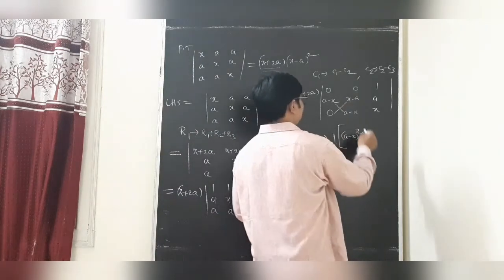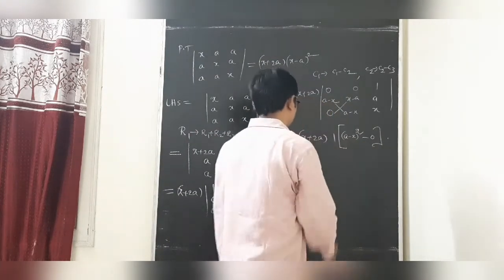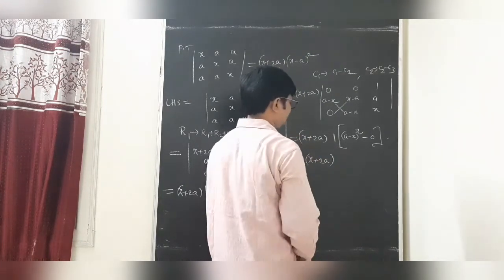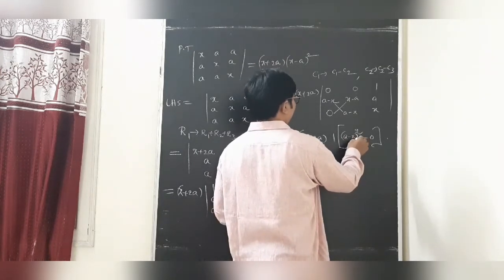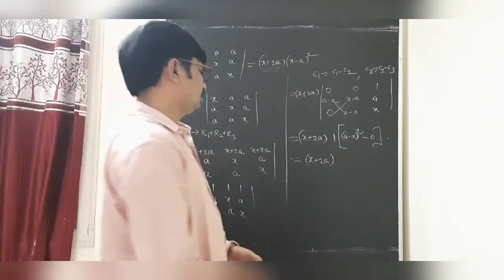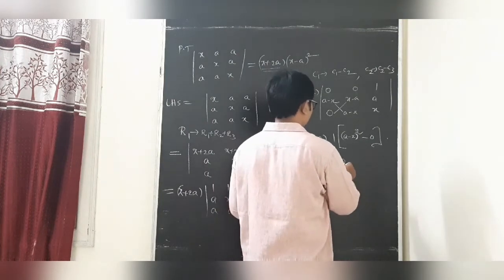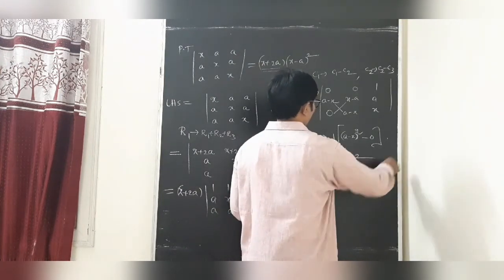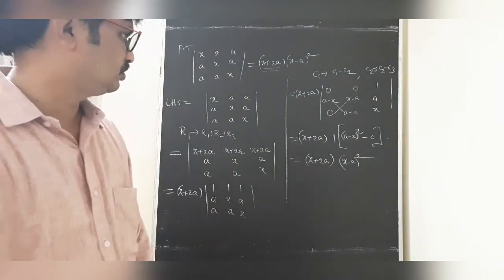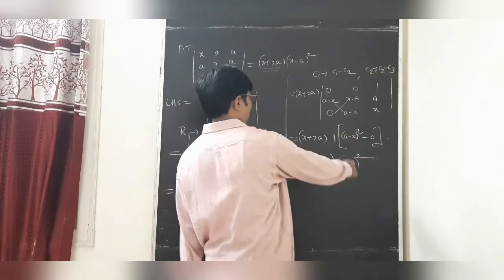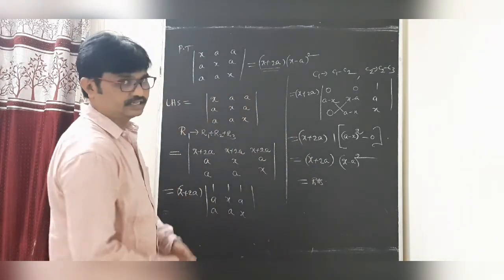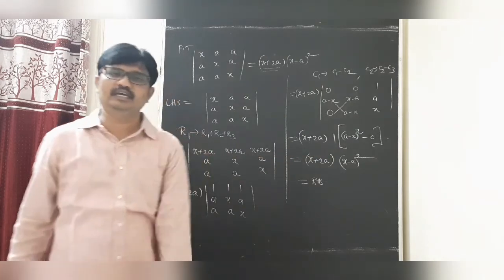After that the remaining term is 0, and this is multiplied by x plus 2a. The square of a minus x can be written as x minus a whole square, since a minus b whole square equals b minus a whole square. So the right hand side is x plus 2a into x minus a whole square.